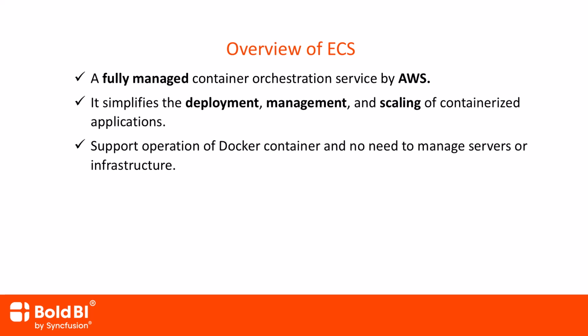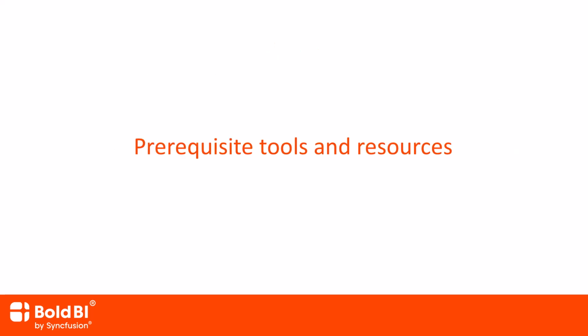Amazon ECS is a fully managed container orchestration service that simplifies deploying, managing, and scaling containerized applications. It allows you to run and manage Docker containers without the need to manage the underlying infrastructure. Before proceeding, make sure you have the following tools and resources.